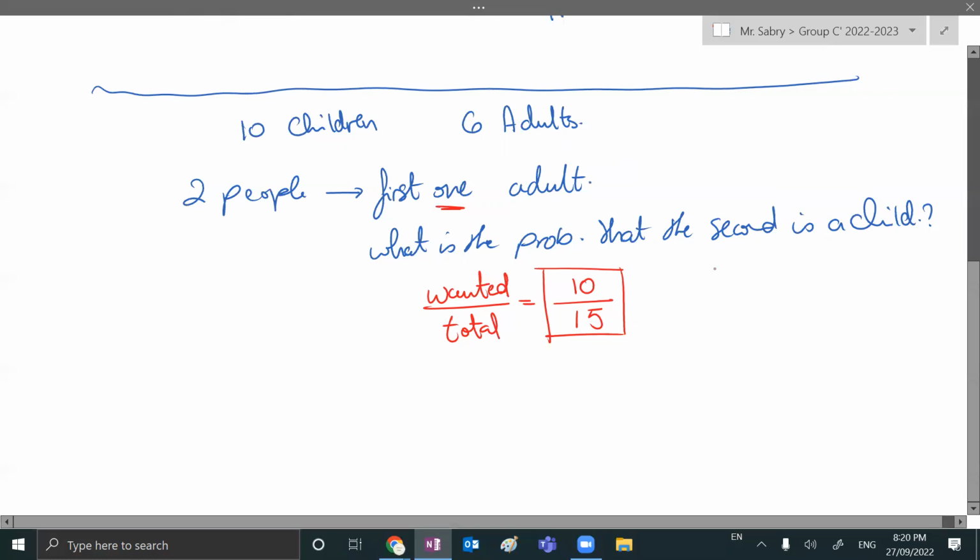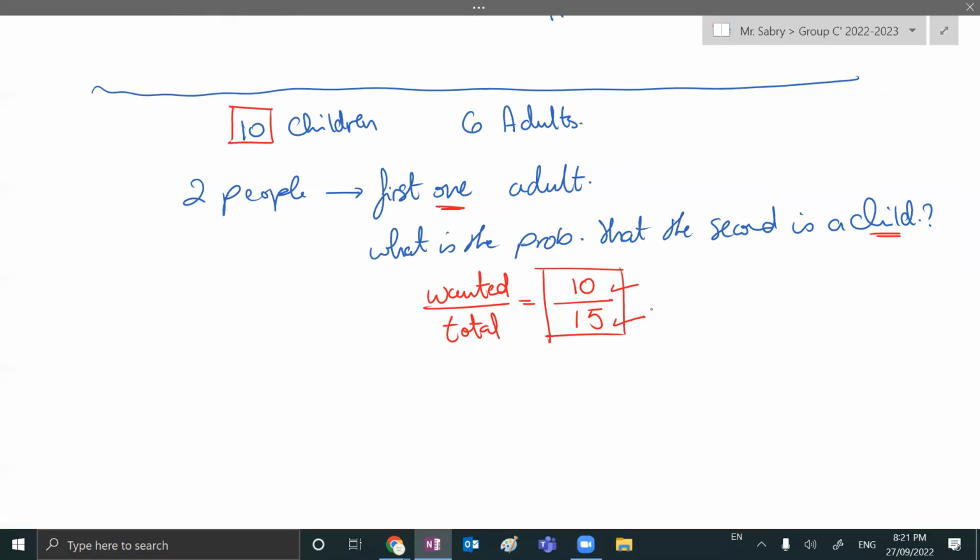So the new probability that the second one comes out a child: the wanted is the child, which are 10, same as before, but the total has changed. They're no longer 16, they're actually 15, because they're no longer 6 adults, they're actually 5 adults. I took one of them already out. Does that make sense?